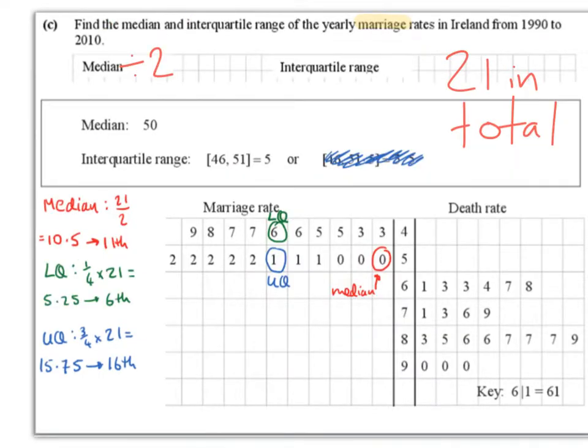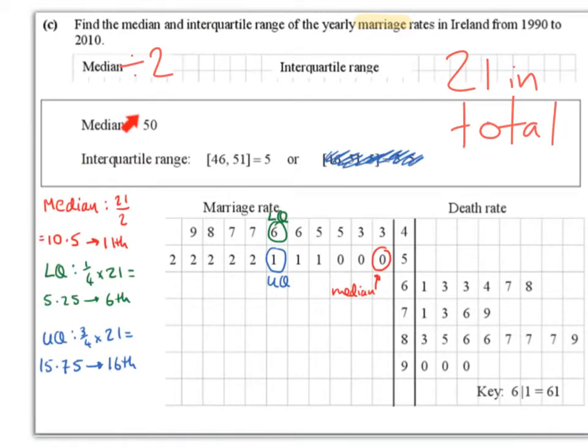Now, let's say we had 20 values in total, 20 data values, and half of 20 is 10. That does not mean that the 10th value is the median. If you divide your number of values by 2 and you get a whole number, so you don't get a decimal like we did, then you take that value and the next value, you add them together and you divide by 2.